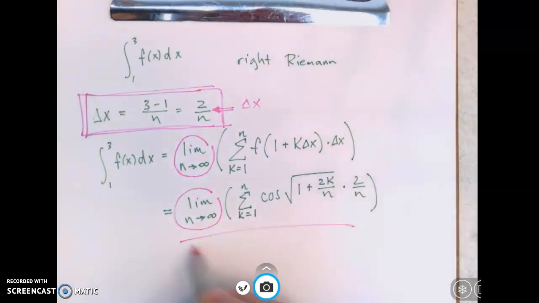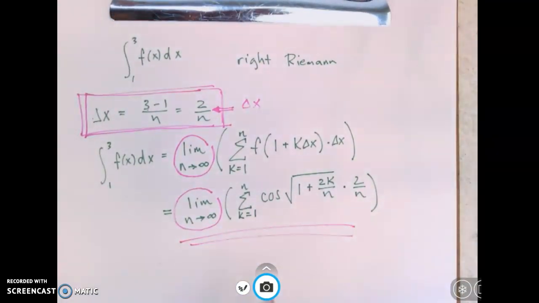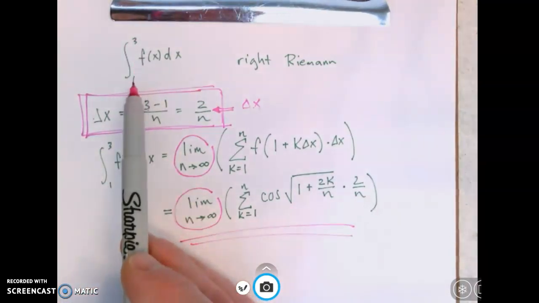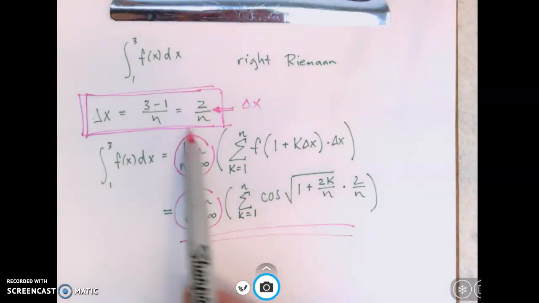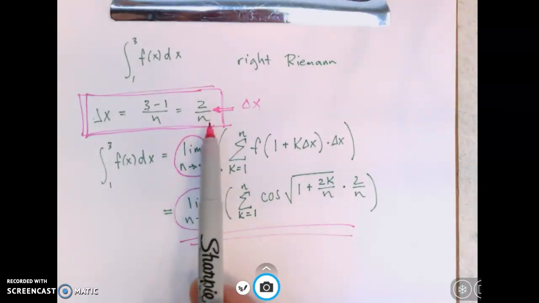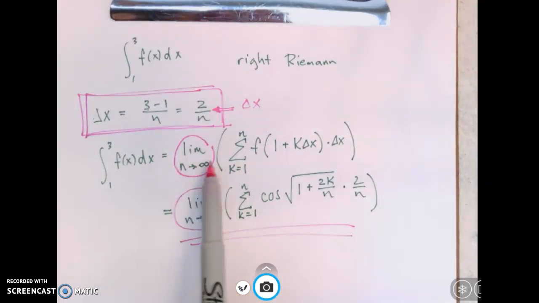And that's our answer. Let me go over it one more time. We take the difference here to find our delta x. That's our 2. We divide that by n, our n subintervals. So whatever n subintervals is going to be our delta x. We then take this information and we apply the limit to it.